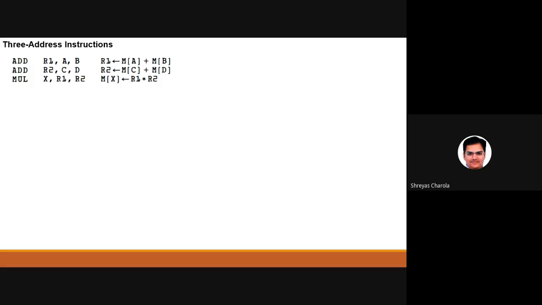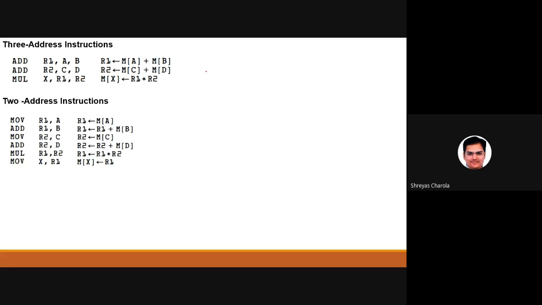Okay. Let's go with the two addressing mode. So what I'm doing, I'll go to this memory location and copy it to R1. I'll take the memory location of B and do the addition with R1. Side by side I've also written the comment. Then I'll take C, do the same add, and store it to R2.